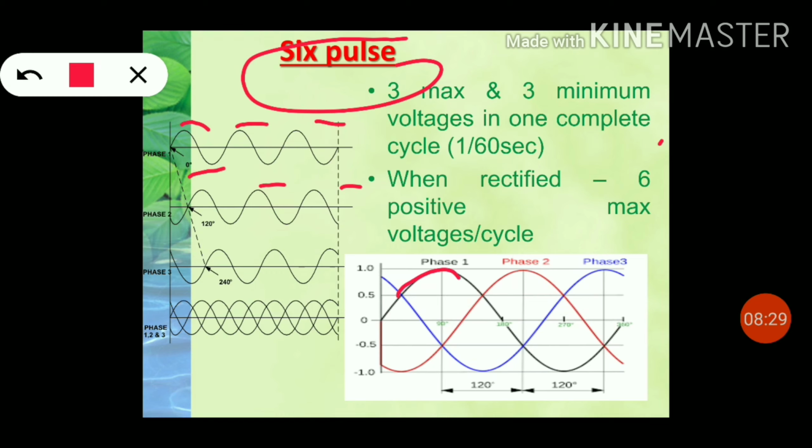We are using this phase 1, that is 0 degree phase, and again 120 degrees phase 2, then again 120 degrees phase 3. Like that we will get the 6 positive pulses.